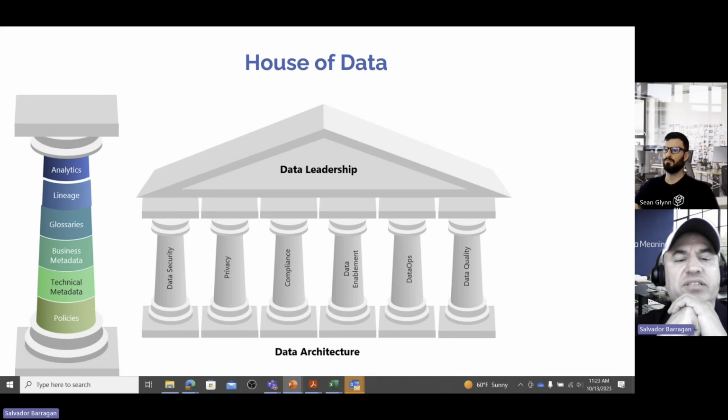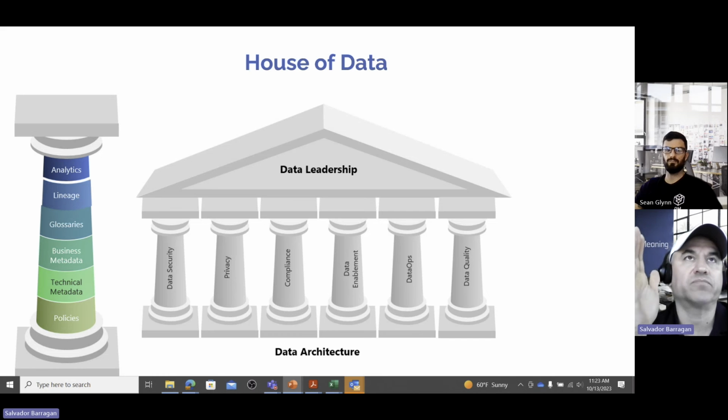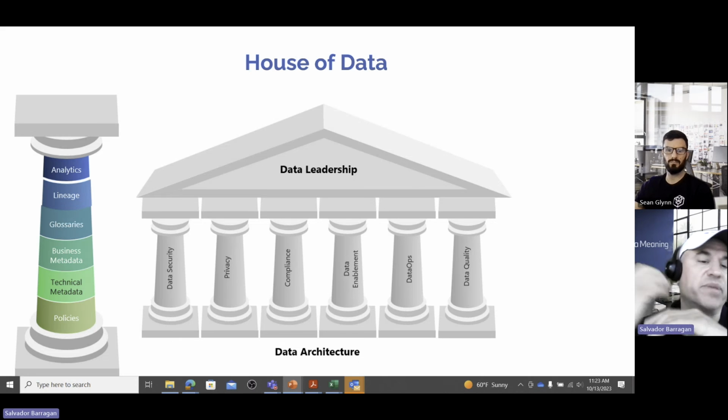So when we're talking about policies, in particular, we're talking about data in this section, data policies. Some key areas to talk about for data policies are around these six pillars: data security, privacy, compliance, data enablement, data ops, and data quality. These are key areas, and each of these areas around policy tend to have very similar procedures. So around the policy, it's going to direct itself to metadata, how metadata is used. It's going to have terms that support it within glossaries. It's going to have a lineage, and then there's going to be analytics that support it.